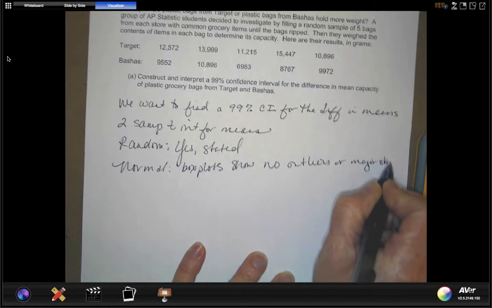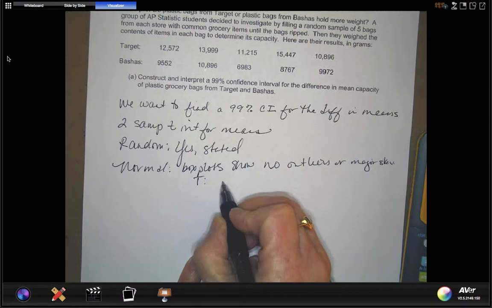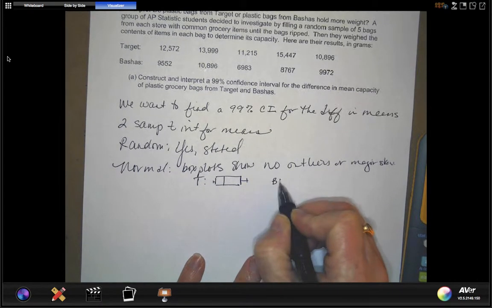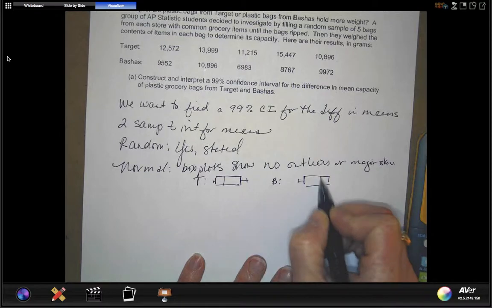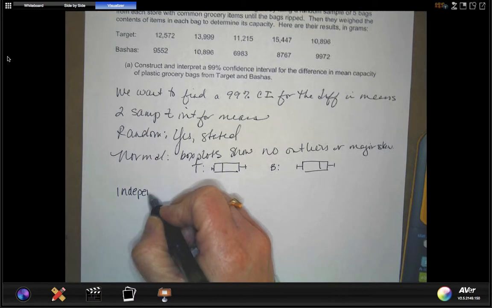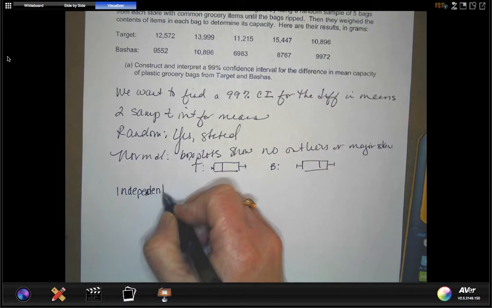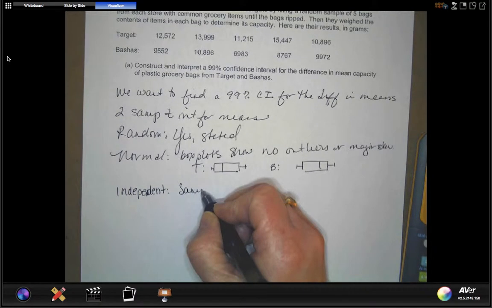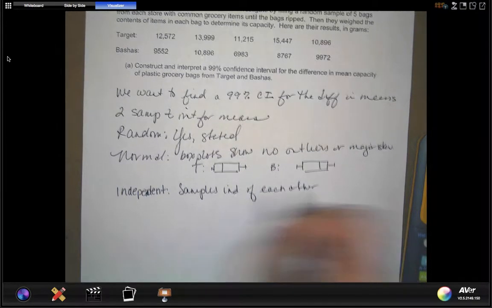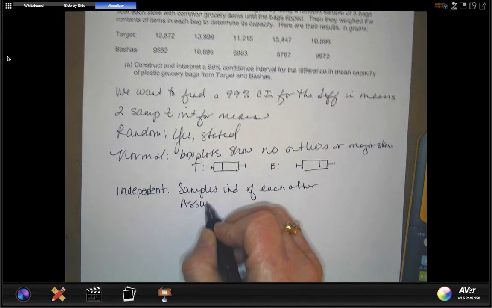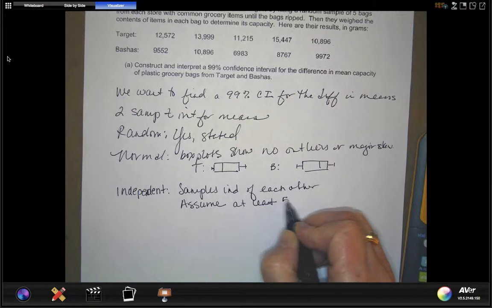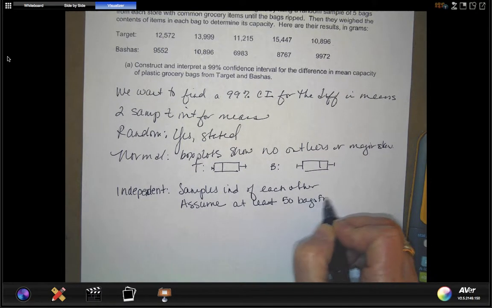Just like before, I'm going to sketch both of them. The Target one was the top one, and the Basha one is the bottom one. Independent: these are two separate grocery stores, so the samples are independent of each other. And then I'd have to assume for the 10% rule at least 50 bags from each store.